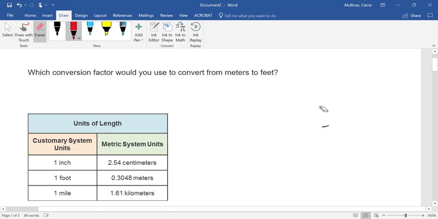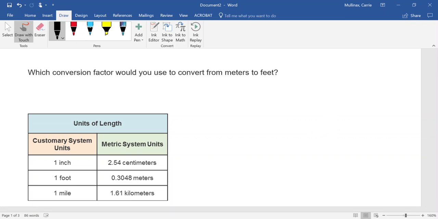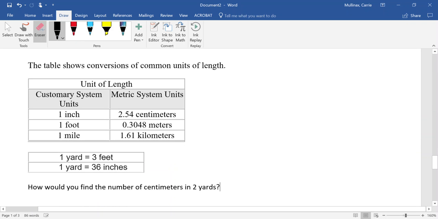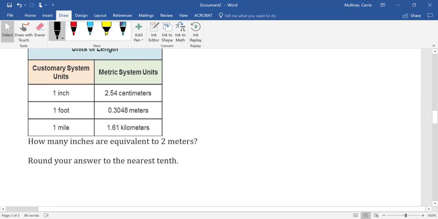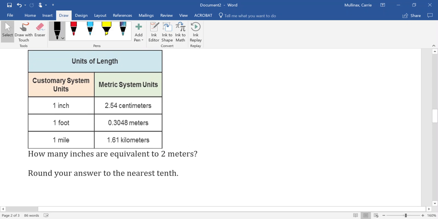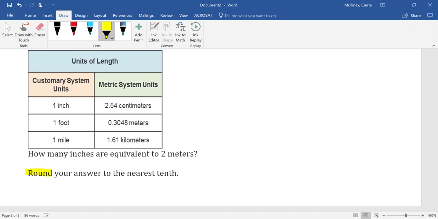Another example for using the same conversion chart would be: how many inches are equivalent to 2 meters? And the key here is to make sure you round your answer appropriately. They said round your answer to the nearest tenth.